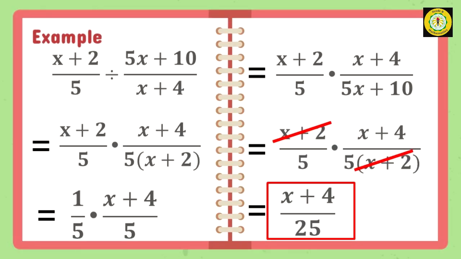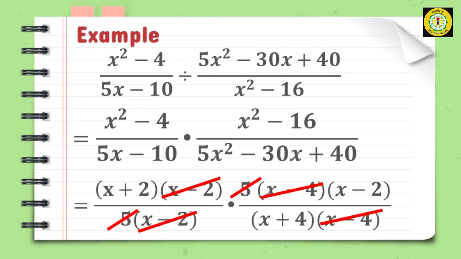Next example. x plus 2 over 5 divided by 5x plus 10 all over x plus 4. First, interchange the numerator and denominator of the divisor. Next, find the common factor. Then simplify it by dividing. So it becomes 1 over 5. Multiply to x plus 4 over 5. At last, the final answer is x plus 4 over 25.